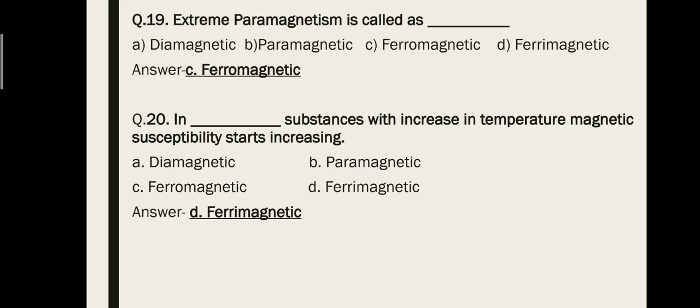Question number 20. In a substance, with an increase in temperature, magnetic susceptibility starts increasing. Options are A. Diamagnetic, option B. Paramagnetic, option C. Ferromagnetic, option D. Ferrimagnetic. The correct answer is D. Ferrimagnetic.